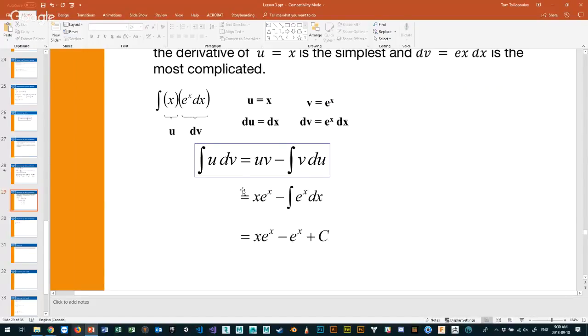So the first step is finding this piece. Once you find this piece, you continue with the integral until you get to this piece. Notice we get c back. So when I have the antiderivative of e to the x, it's just e to the x, because the derivative of e to the x is e to the x, and then we add c to it.